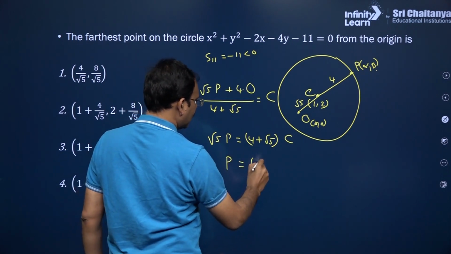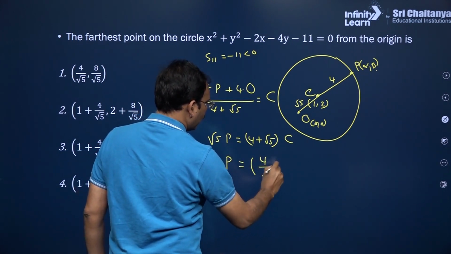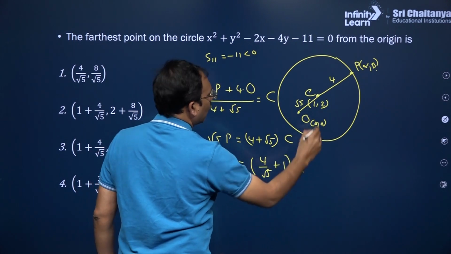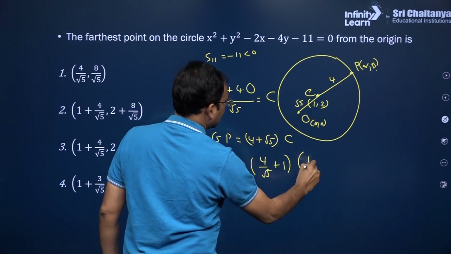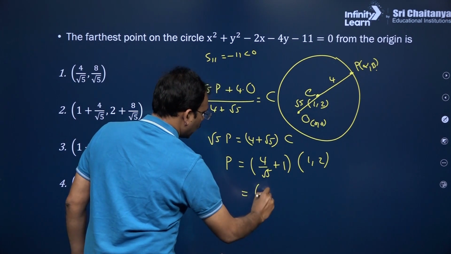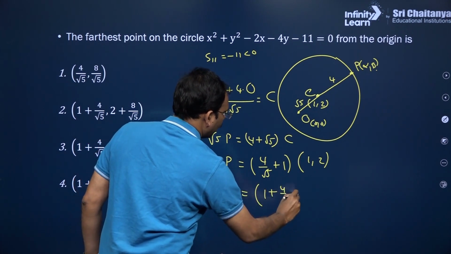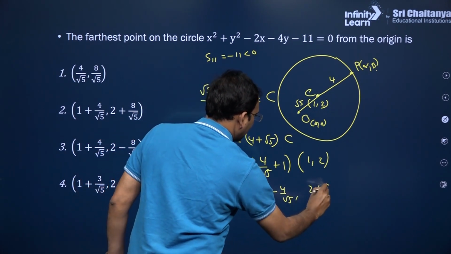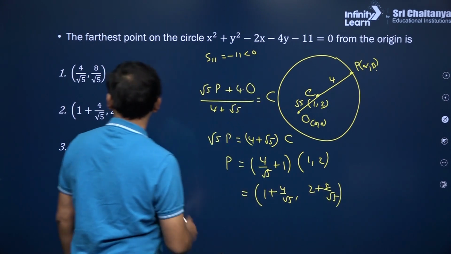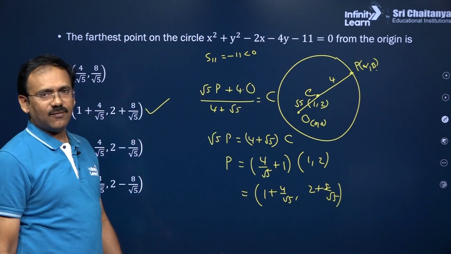In fact, if you divide with root 5, 4 by root 5 plus 1 into C coordinates. C coordinates are nothing but 1 comma 2. So this is going to be 1 plus 4 by root 5 comma 2 plus 8 by root 5. That's all. This is going to be option 2, my dear friends.